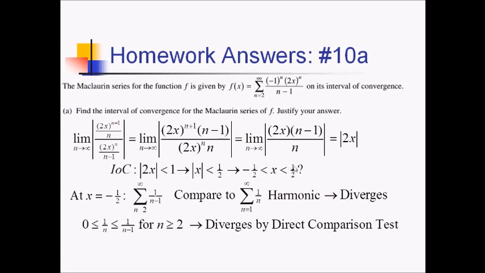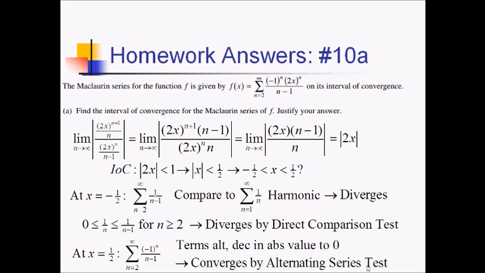Let's check out our other endpoint now, 1/2. Hopefully this is a little easier. So if I plug in 1/2 for x, then I have 2 times 1/2, which is just 1. So 1 to the n, we can just ignore that. That just goes away. So we really just have negative 1 to the n left over up there over n minus 1. Now this one is definitely a little bit easier. We know that this alternates. Since my denominator is growing while the numerator really isn't, we also have a function that is decreasing in absolute value to 0. So if our terms are alternating and decreasing in absolute value to 0, we've already shown that this is going to converge by the alternating series test.